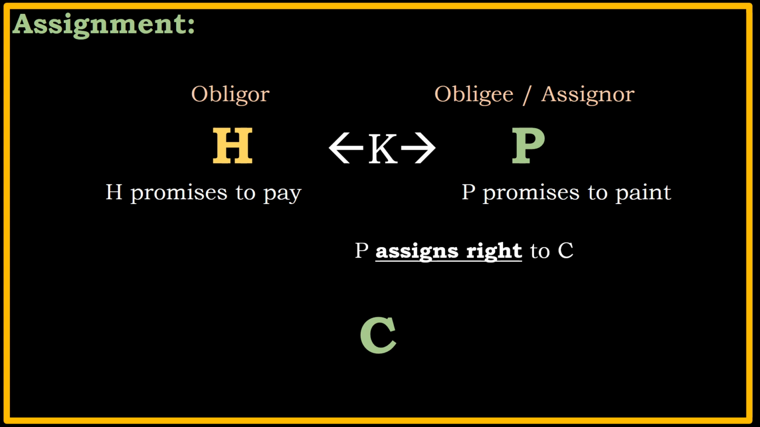Now, P, painter, assigns that right to C, so P, painter, is the assignor, or some people pronounce it assigner. I was taught to pronounce it assignor. I pronounce it both ways. So P is the assignor, the one making the assignment. P makes the assignment to C, and C is the assignee, or the assignee. I was taught to pronounce it assignee. All right, so there we have an assignment of rights, and we have the terminology for each of the parties that is involved in this assignment of rights.